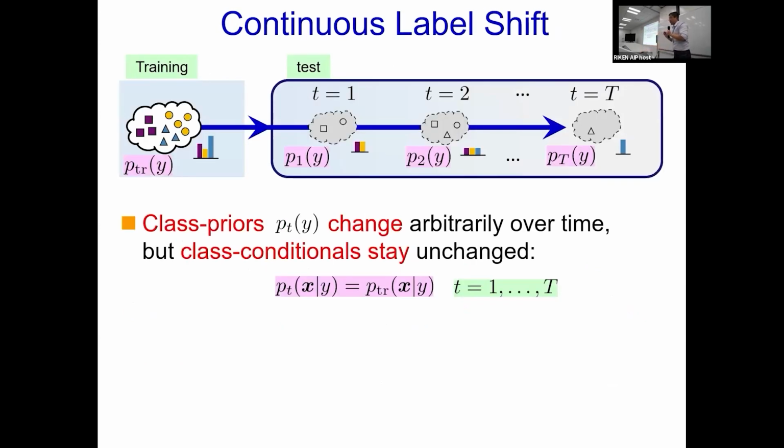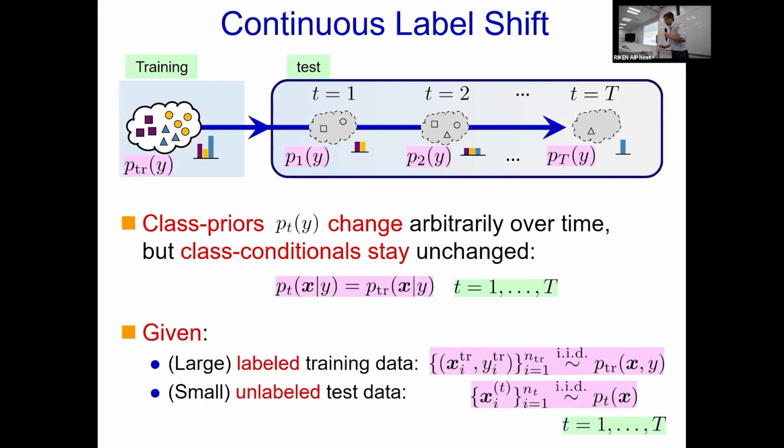Then for now, let's focus on another simple setting called label shift. So only p of y changes over time, but p of x given y does not change. So it's another simplification of the problem. So only class proportions change over time, like this.